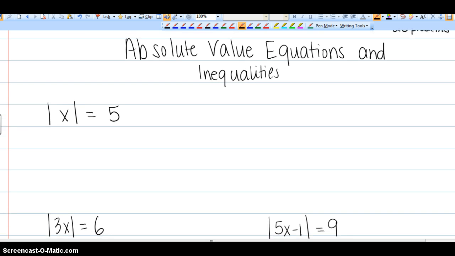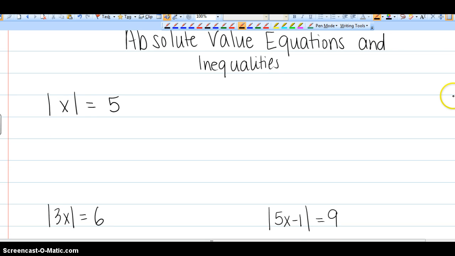So absolute value is defined as the distance from 0. And since it's a distance, when you see the absolute value and we want to solve those, our first example is absolute value of x equals 5. When we want to solve that, we're going to always have two answers.